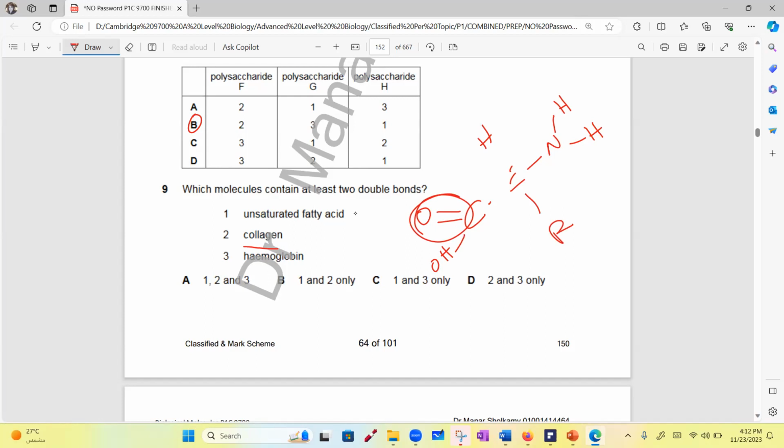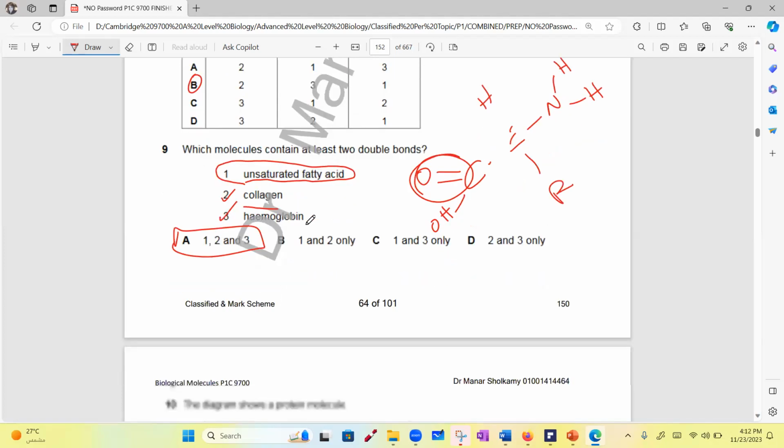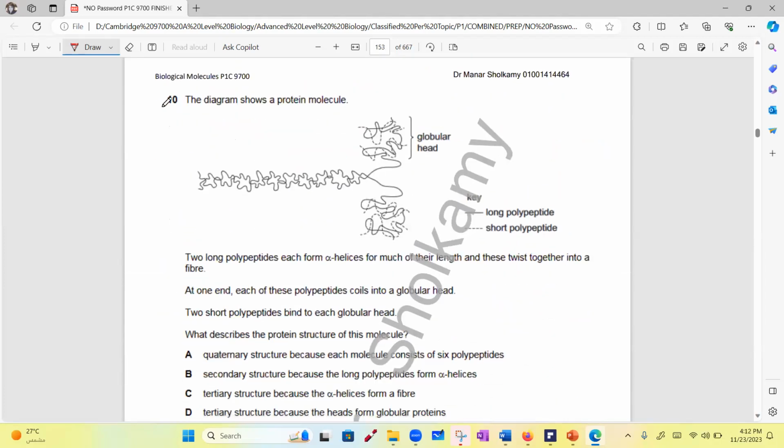Yes, okay. And the same case for hemoglobin. Now the unsaturated fatty acid, does it have a double bond or doesn't have a double bond? It has a double bond. Very good. So what's the answer? A. A, very good. It's easy when you just study well and know exactly the structures of all the biological molecules we studied. Okay, very good.